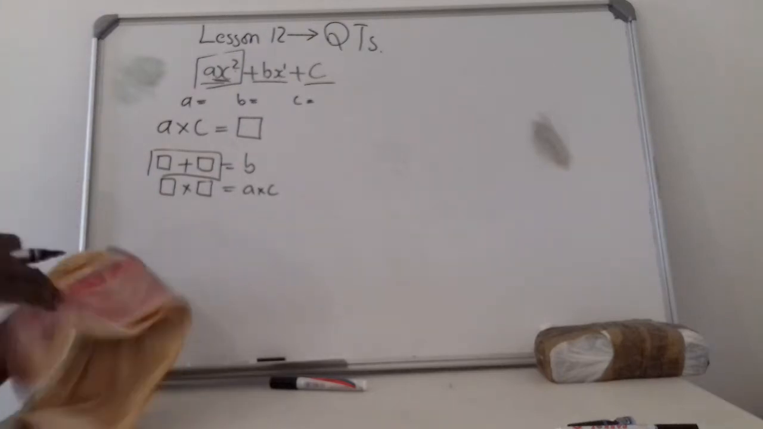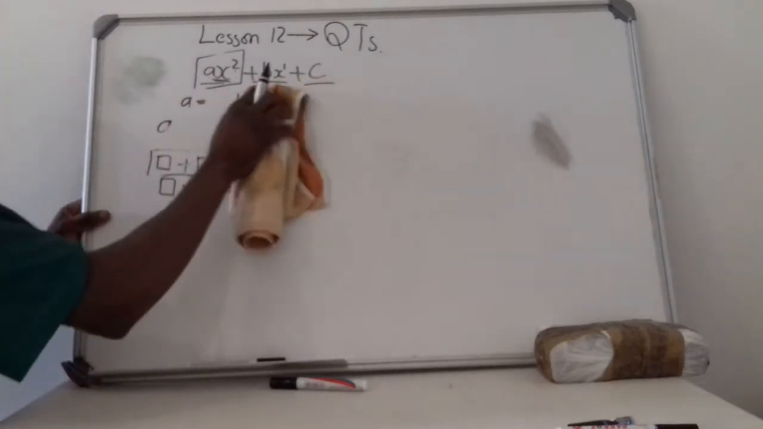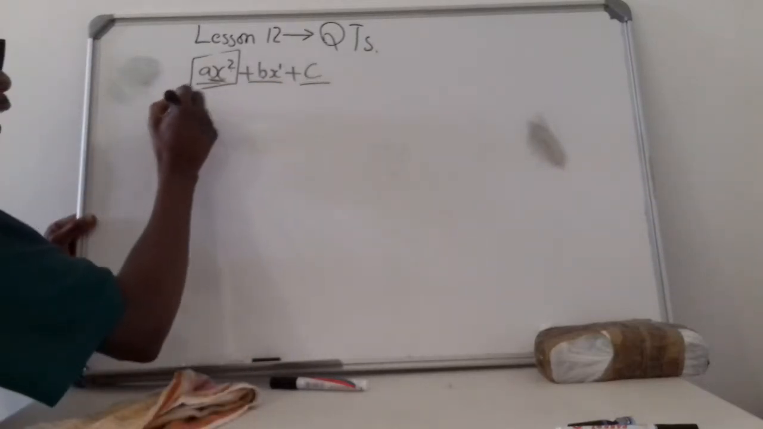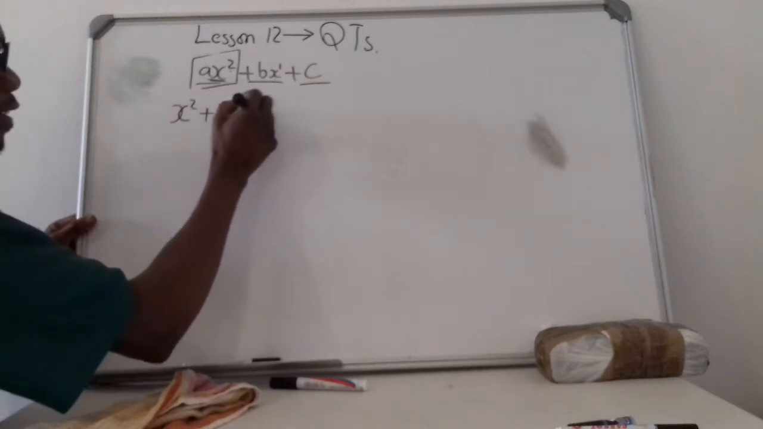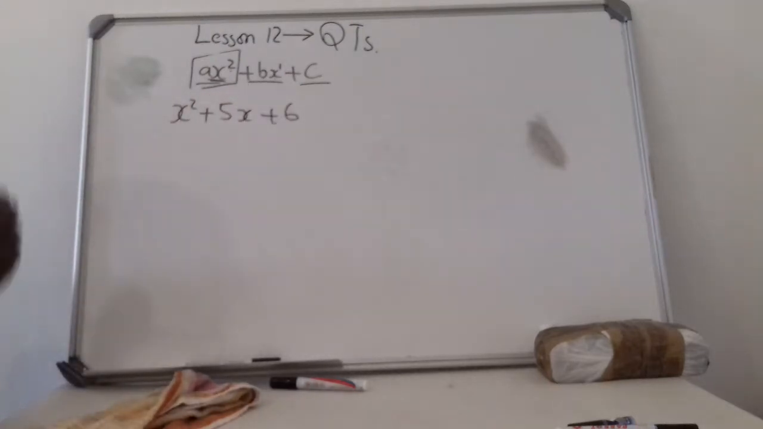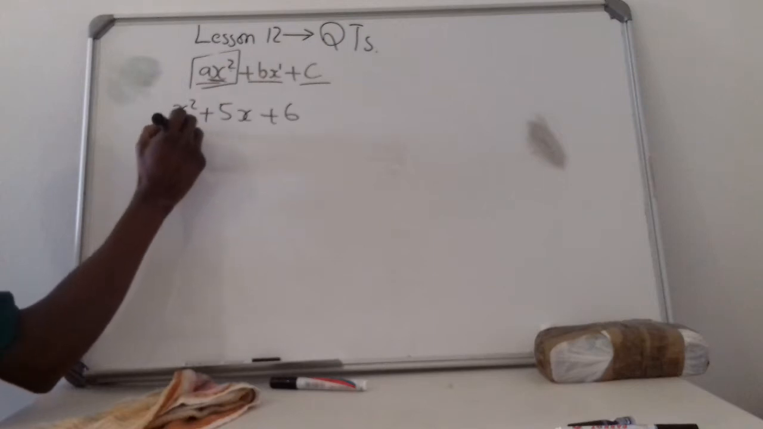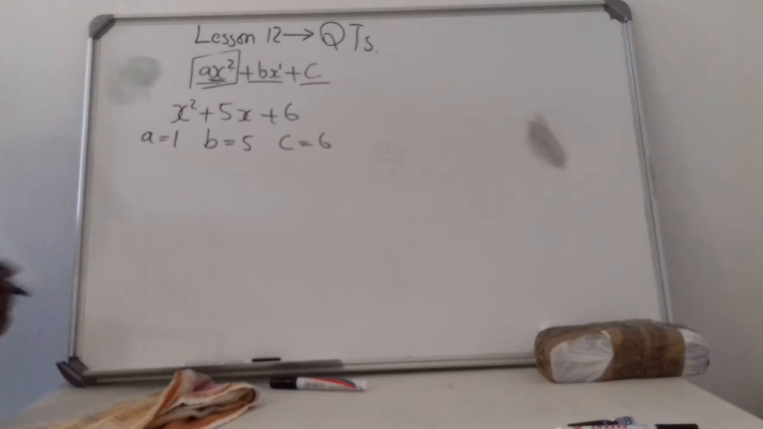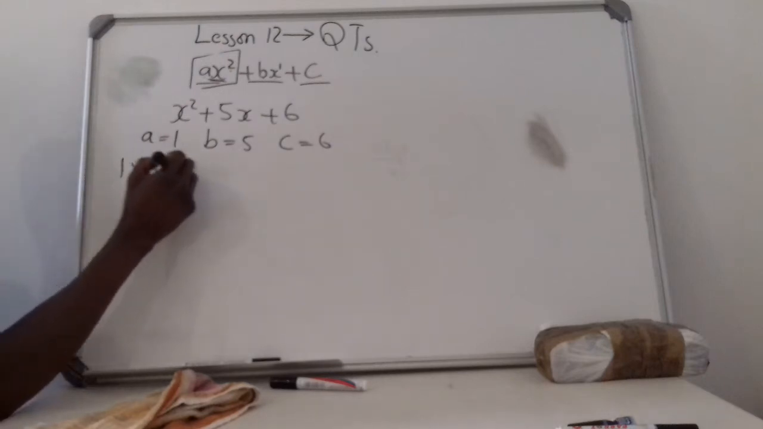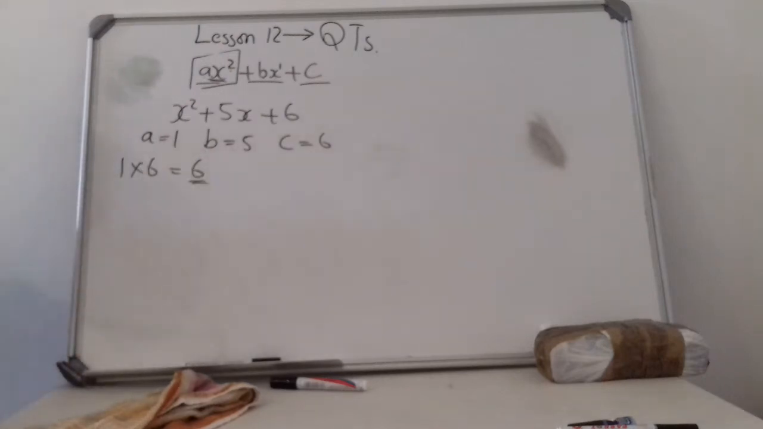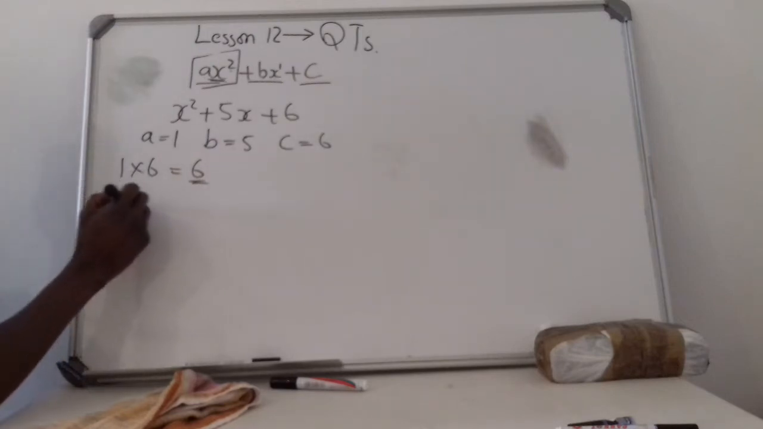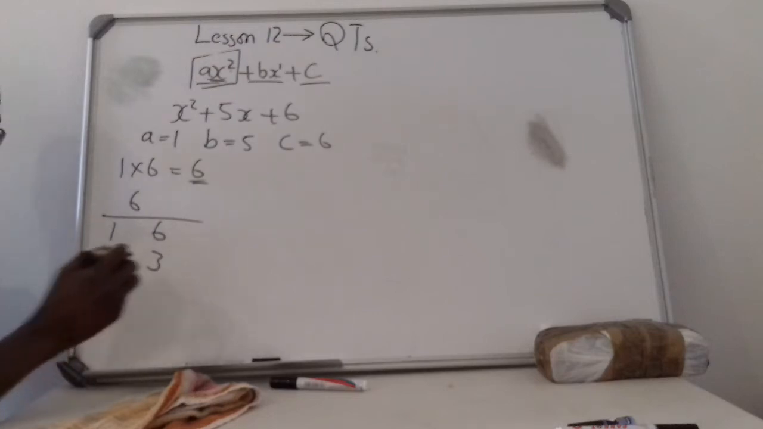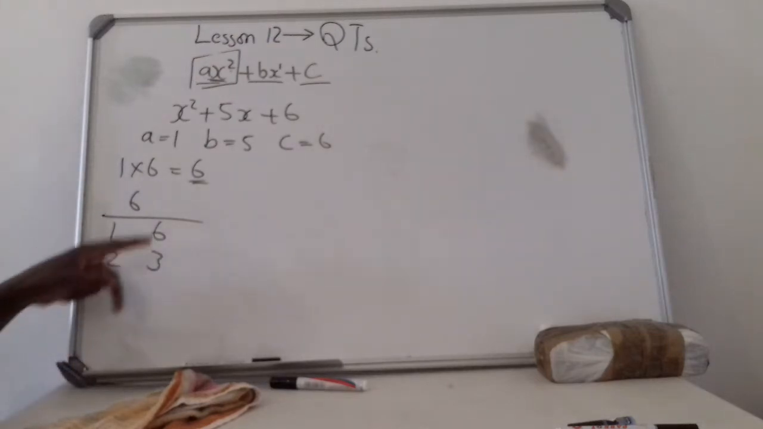Now let me give you an example so maybe you understand. Let's say we want to factorize x squared plus 5x plus 6. As we can see, a is equal to 1, b is equal to 5, and c is equal to 6. If I say 1 times 6, I'll get 6. So I want the factors of 6. 1 goes into 6 6 times, 2 goes into 6 3 times. So the factors of 6 are 1, 2, 3, and 6.